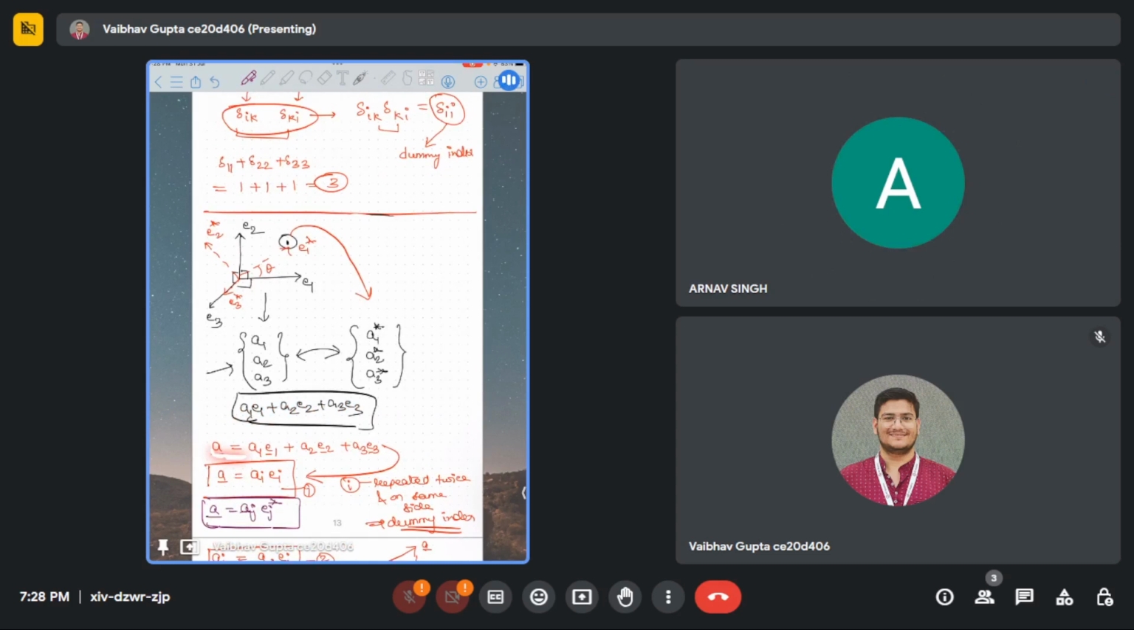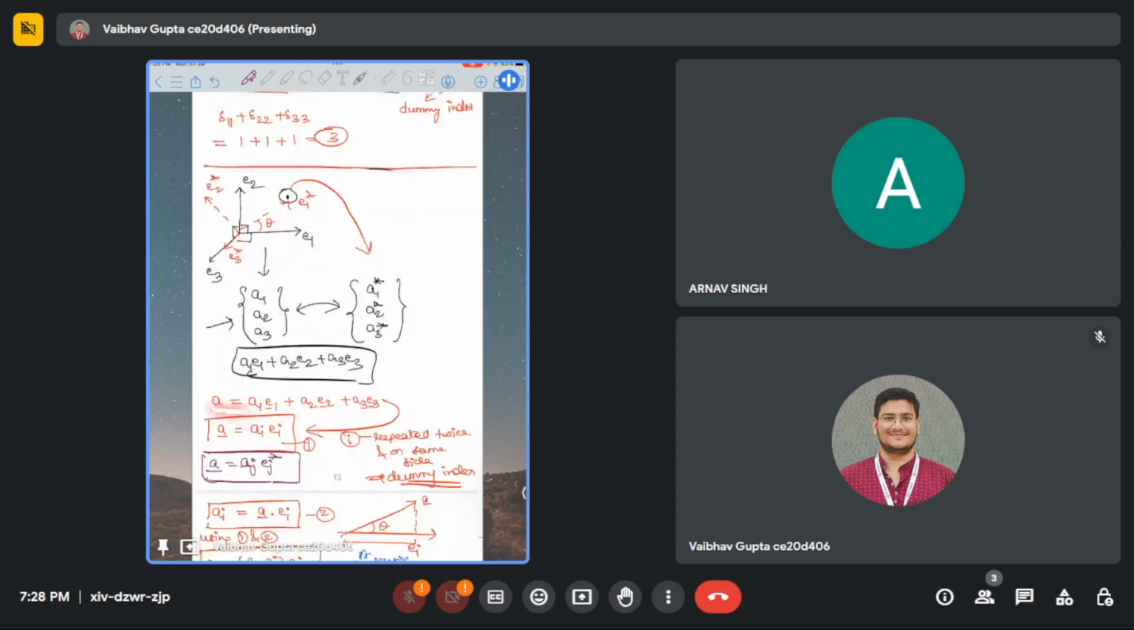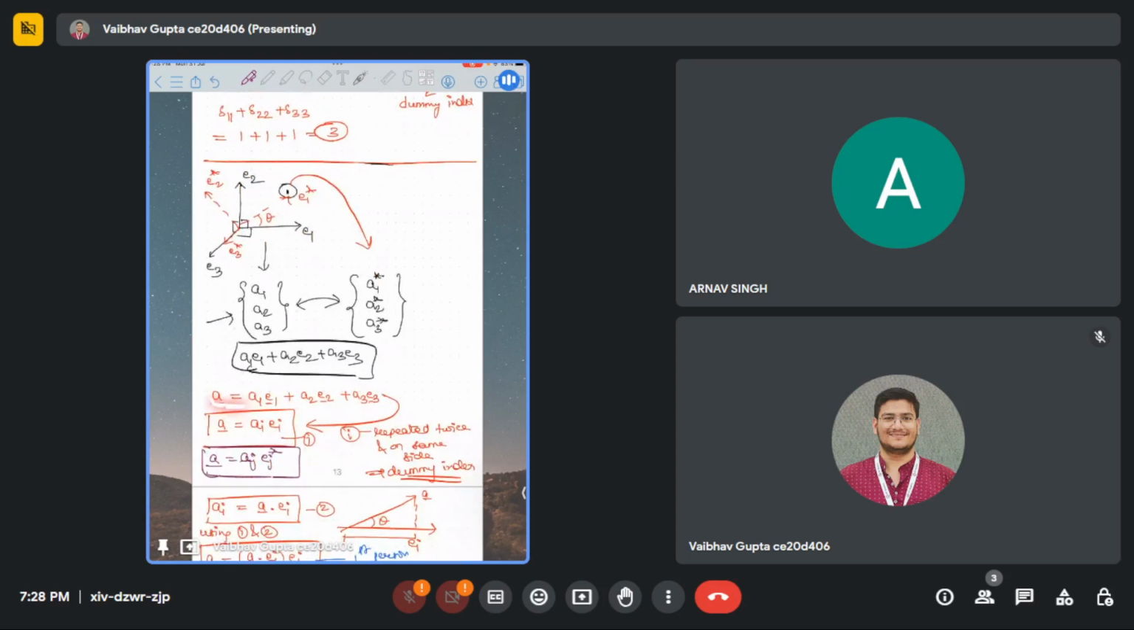Okay, e1, e2, e3. We follow this Cartesian system. Now, for this Cartesian system, we have defined a vector A, which is equal to A1 e1 plus A2 e2 plus A3 e3. Now, this vector we can write as Ai ei, because i is a dummy index. It is more or less the same.